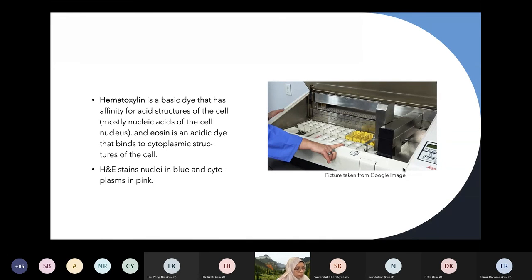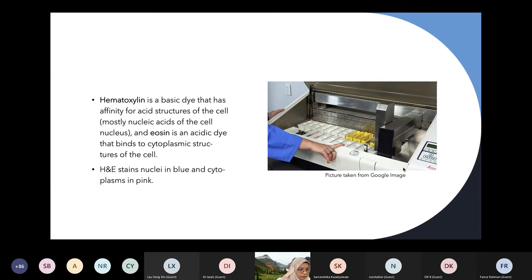A little bit on hematoxylin and eosin. Hematoxylin is a basic dye. A basic dye usually has affinity for acid structures. That's why it can stain the nucleus part of the cell. And eosin is an acidic dye, so it binds to cytoplasmic structures of the cell and stains pink.